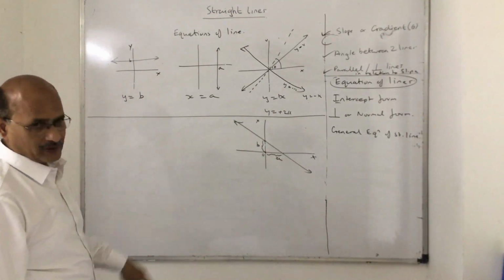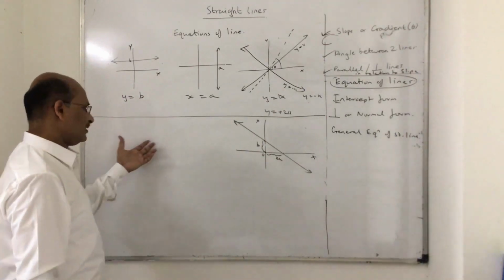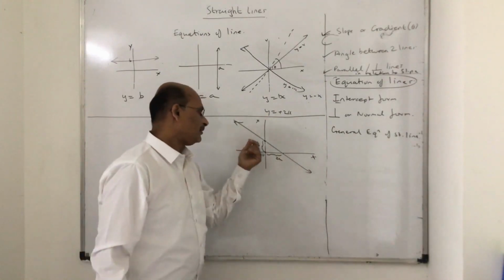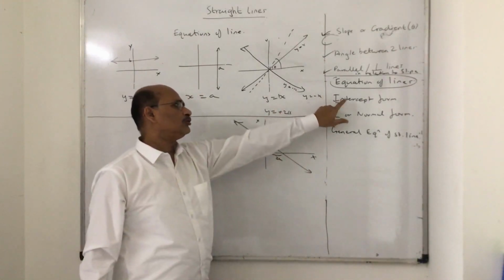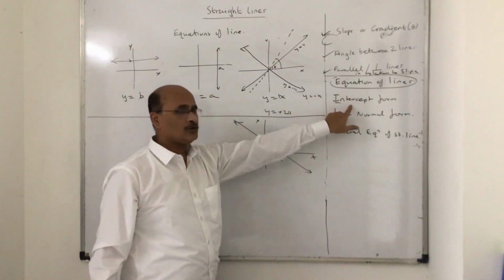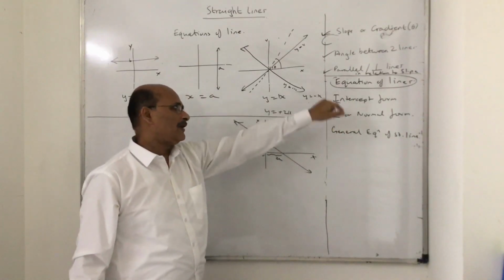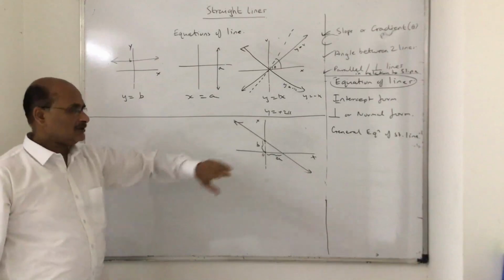Now what do you understand from here? The first thing is the intercept, how it looks, and you are going to use it to find the equation of a line in intercept form. Anyway, right now, this is the point which I just missed out. Let's just take it up.